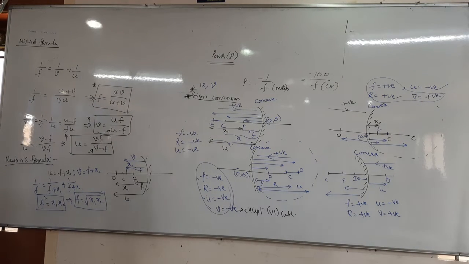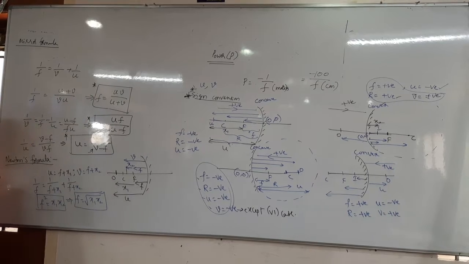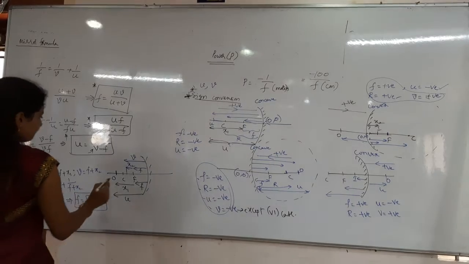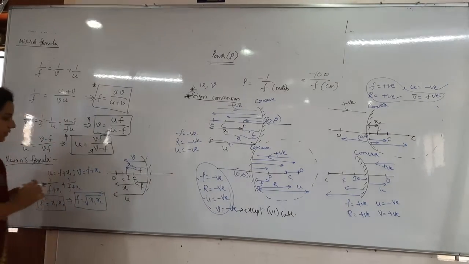In that, write that the distance of the object is x1 from the focus and the distance of the image is x2 from the focus. Draw the diagram, copy that.